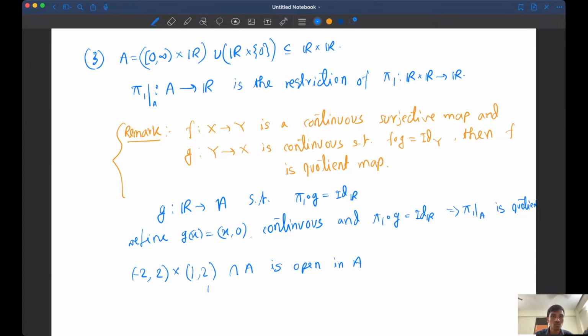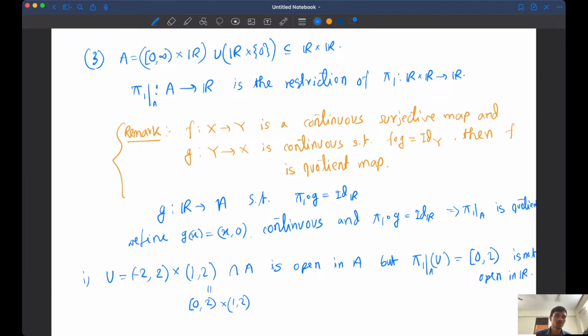But what is this intersection? As 1 2 does not include 0, the intersection is [0, 2) cross (1, 2), because the set starts from 0 so it will not include negative values. It totally lies here. That's why I particularly took (1, 2). This set is open in A, but pi 1 of this set, let's say this is my U, pi 1 restricted to A of U is just [0, 2), which is clearly not open in R, because 0 is not an interior point there. So it is not open in R.